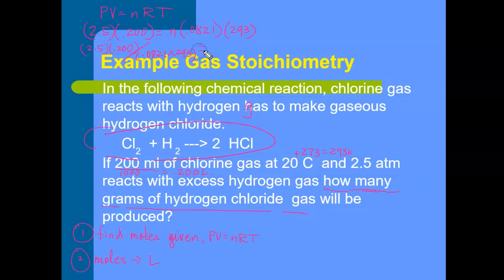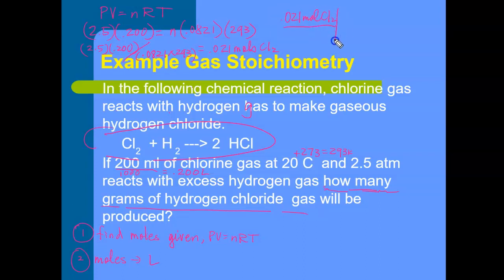Once I get that, I'm going to pause right here. Okay, so in my calculator, I got 0.021 moles of chlorine gas. We have not converted to the HCl yet, that is just of chlorine gas. And so my 0.021 moles of chlorine gas is going to be my given then.